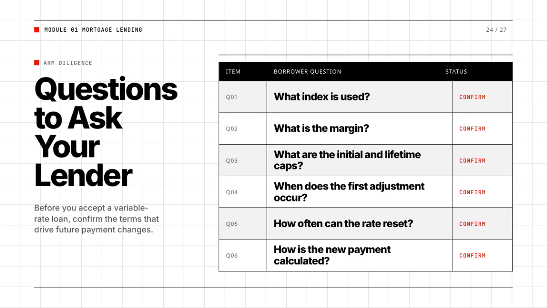Make sure to ask about both the initial and lifetime caps. These caps limit how much your interest rate can increase at the first adjustment and over the life of the loan, respectively. Knowing when the first adjustment occurs will help you plan ahead financially.